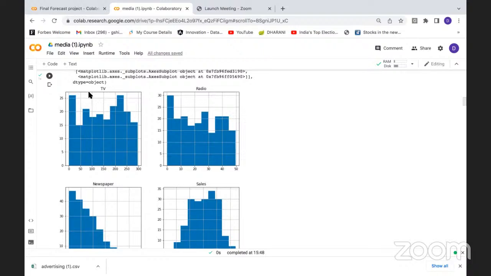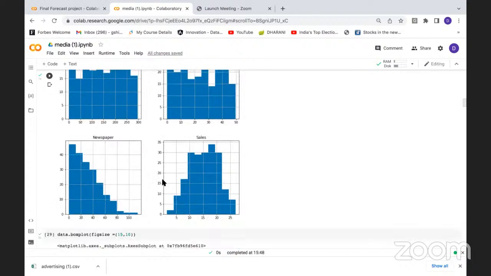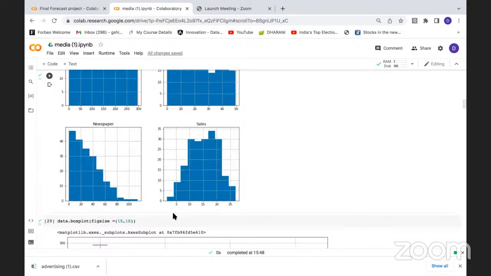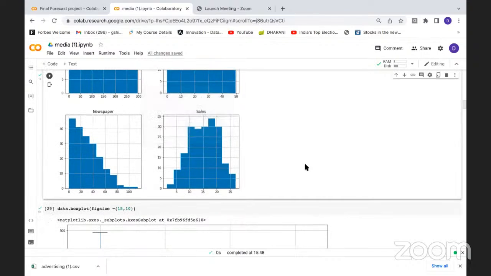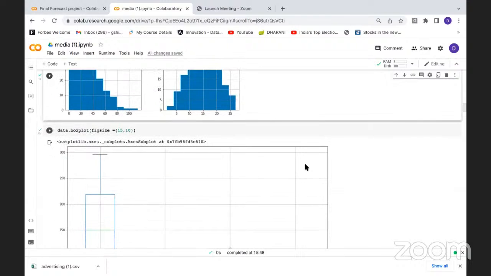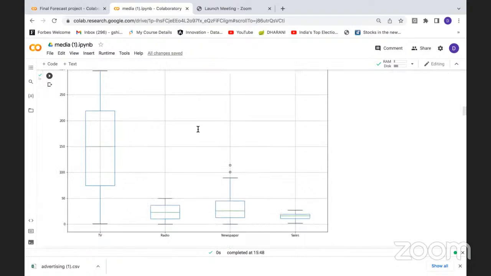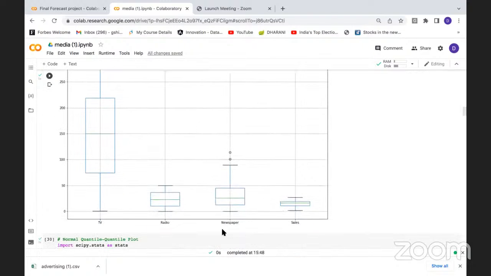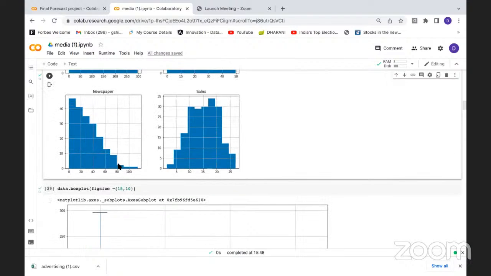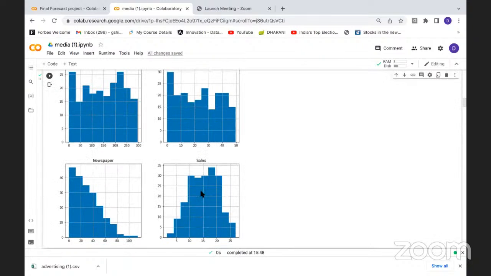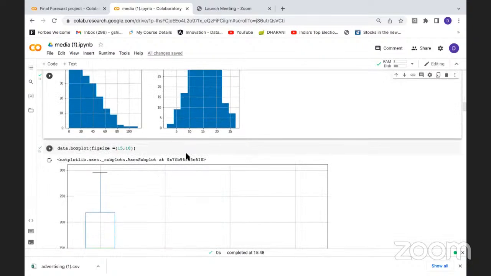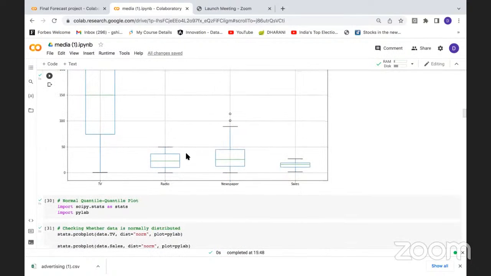You can say there is a very huge tail. The primary purpose of a histogram is to tell you whether the data is normally distributed or not, but it also gives you a glimpse of outliers. See here, newspaper, because of this skewness, has two outliers, but in the others we don't see outliers and we don't have long tails.